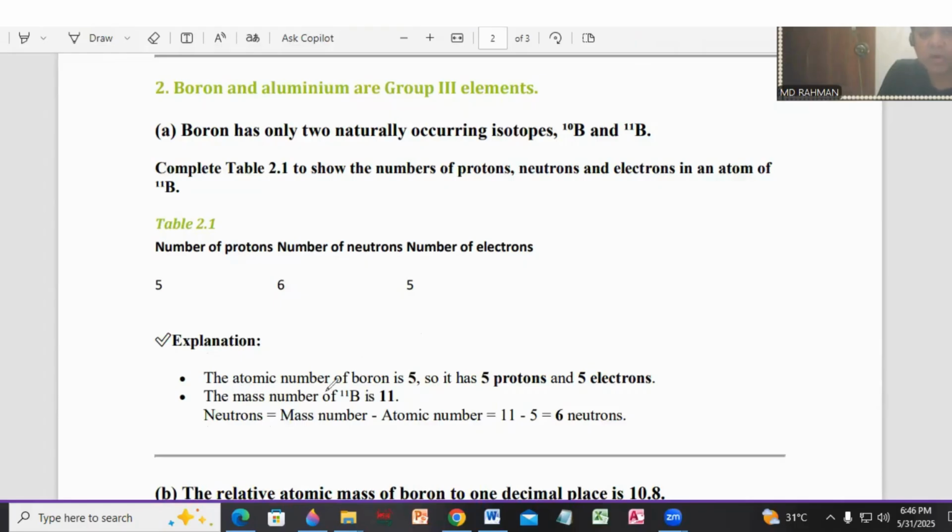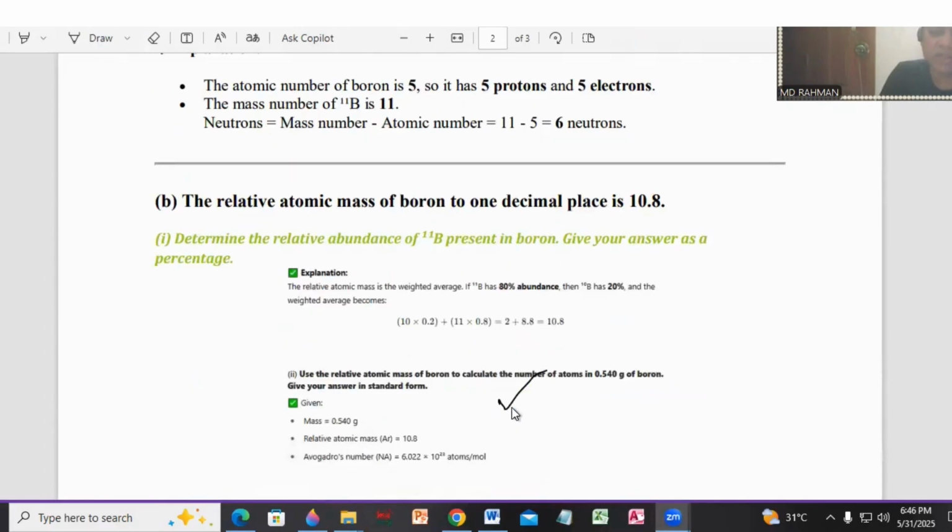The atomic number of boron is 5, so it has 5 protons. The mass number of boron-11 is 11, so neutrons equal mass number minus atomic number, equal to 11 minus 5, equal to 6, right? I hope it is now clear to you. These are very easy questions that were set for the final examination as per the Cambridge O-level education. I hope all of you can solve these types of questions.